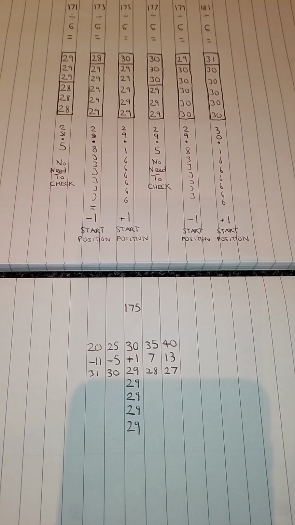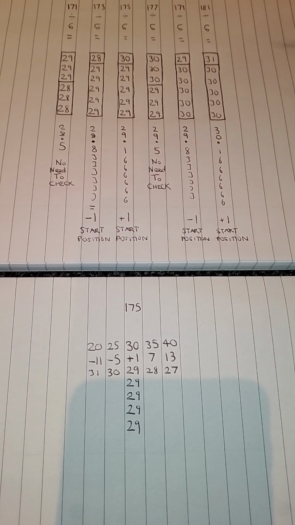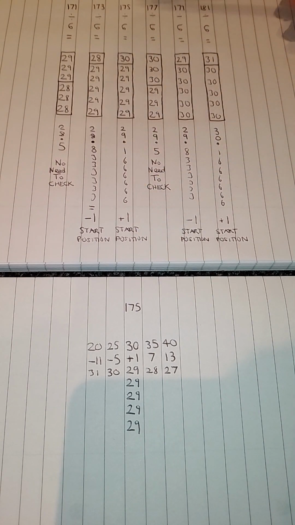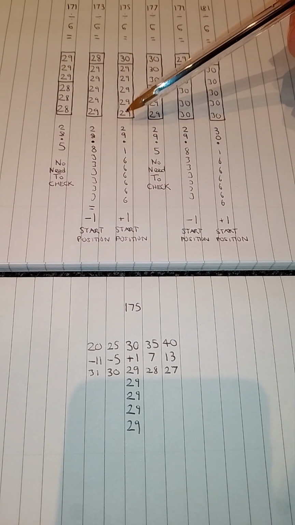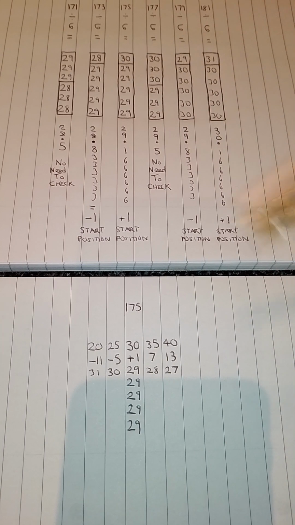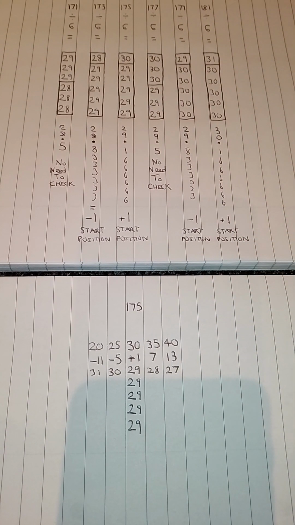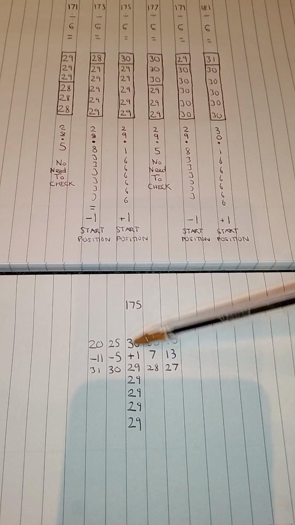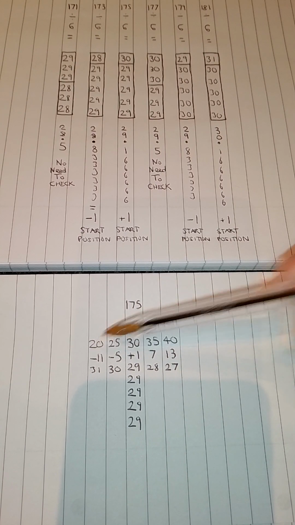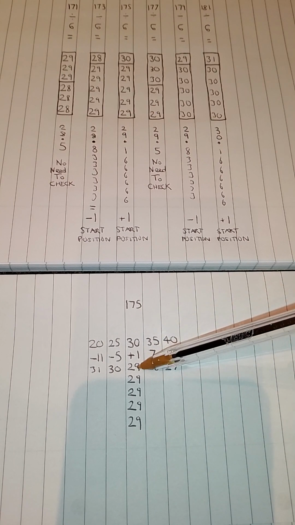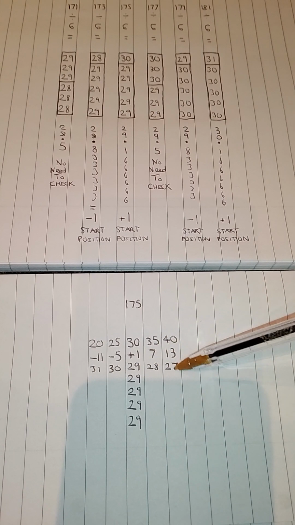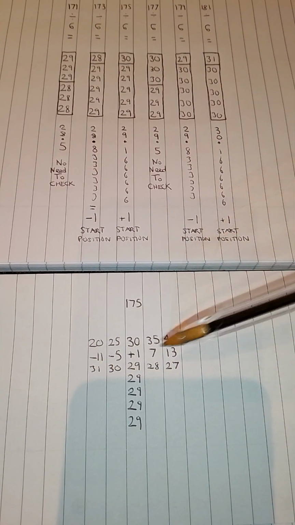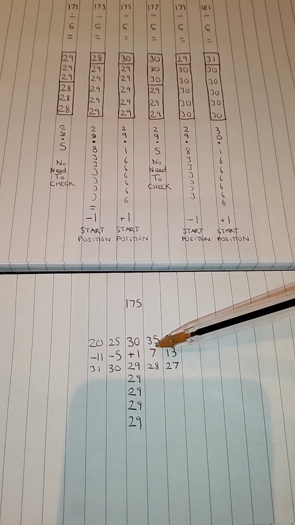So 175 is the next one. If we look at the top, we have a +1 start position, 30, 29, 29, 29, 29, 29. Okay, and again, do the same thing. Top row, add 5, 35, 40, go down 5, 25, 20. The bottom row is just 1 at a time, so you have 29, 28, 27, you go up 30, 31. Very easy.